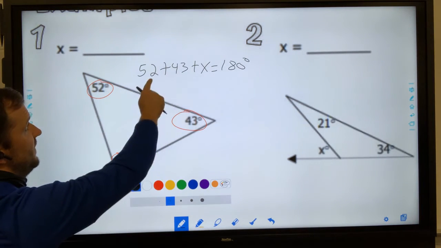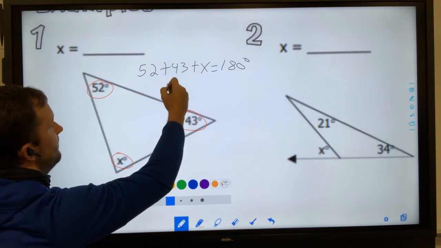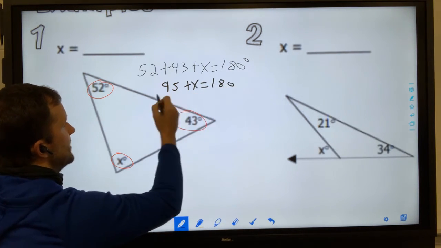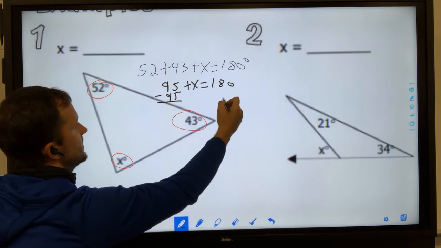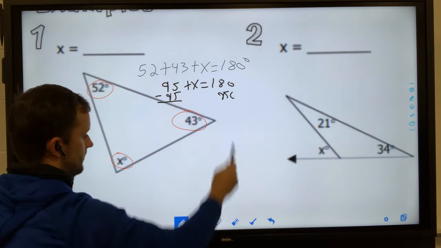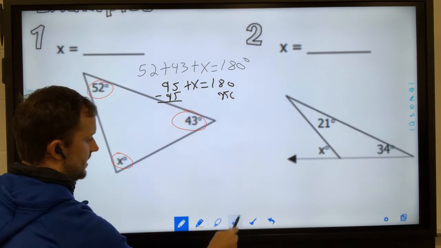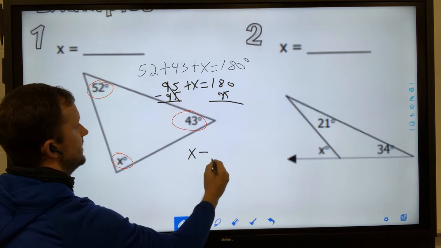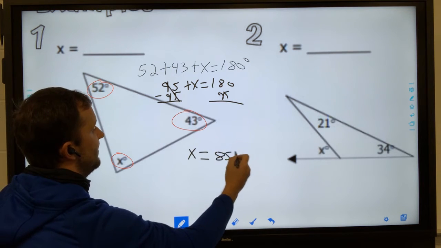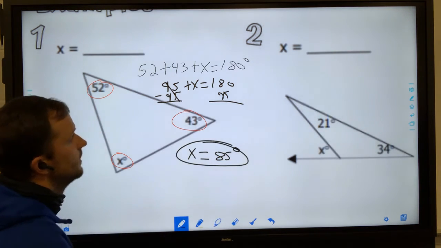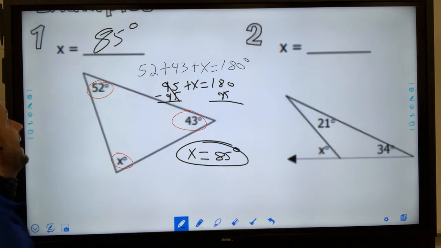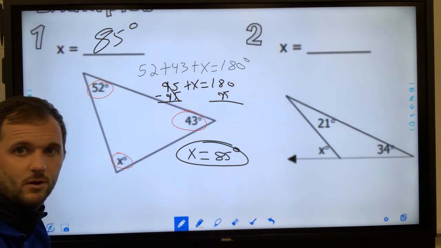So 52 and 43 is gonna give me 95. I'm gonna subtract 95 on both sides. This is gonna cancel, so that means X is gonna be equal to 85 degrees. Okay? So X is 85 degrees because of the triangle angle sum theorem.